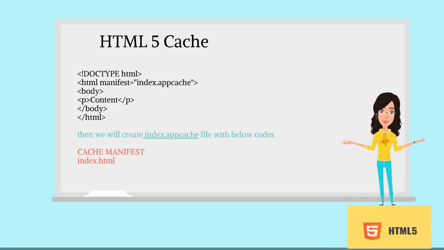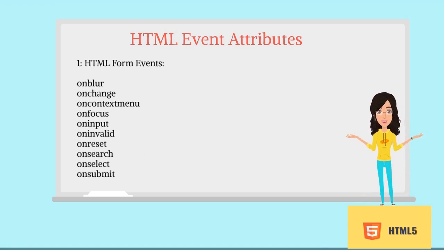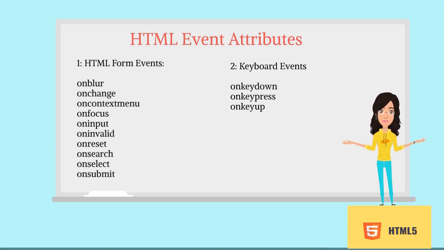After that, the HTML event attributes. So there are many events in HTML. These are events triggered by actions inside the HTML form; they apply to almost all HTML elements but are most used in form elements. Some attributes are given on the screen like onblur, onchange, onfocus, oninput. Onblur fires the moment that the element loses focus. Onchange fires the moment when the value of the element is changed.